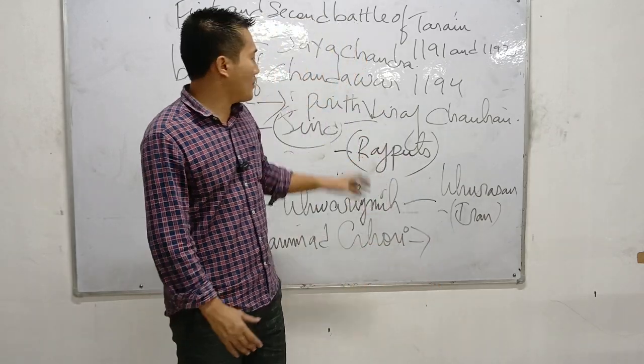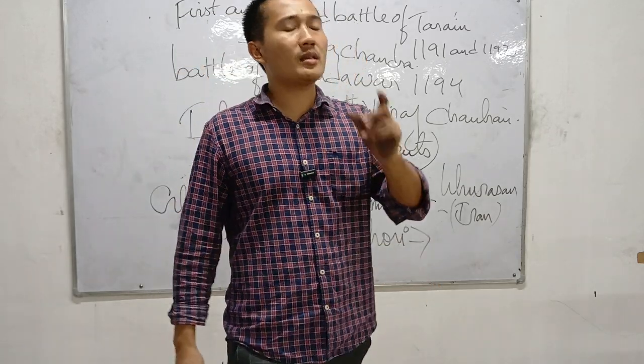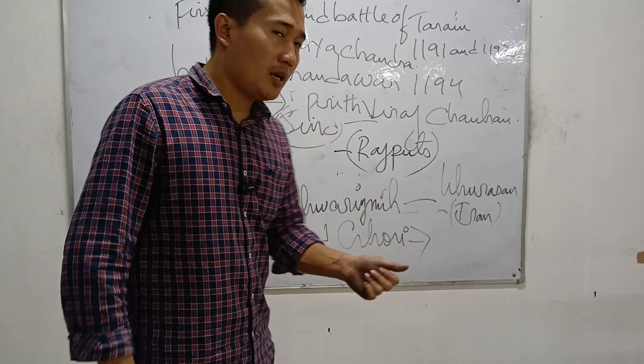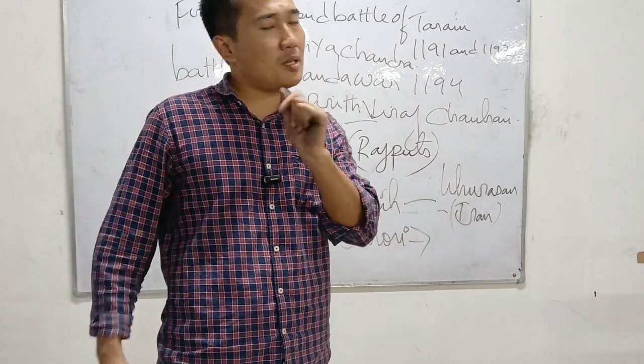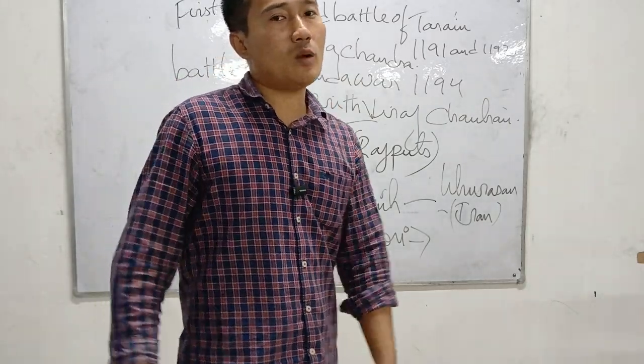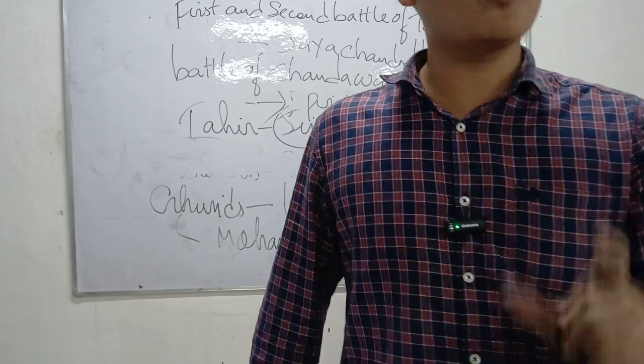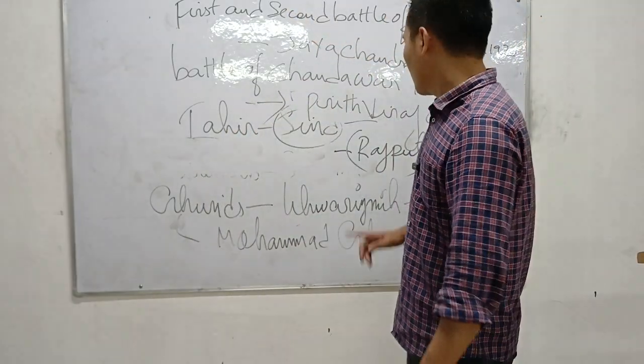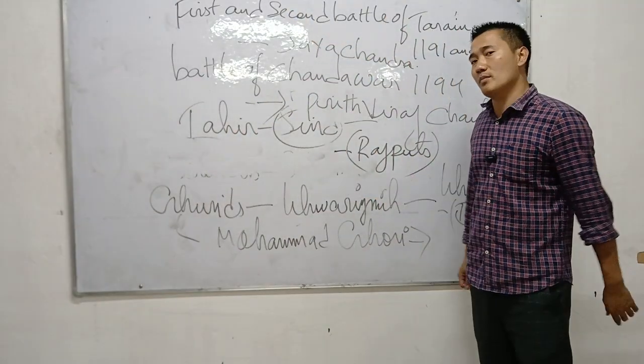So now remember, it was Muhammad Ghori who established the Muslim rule in India. It's too important. It was Muhammad Ghori who established the Muslim rule in India. Okay. Now I'll give you one more example.